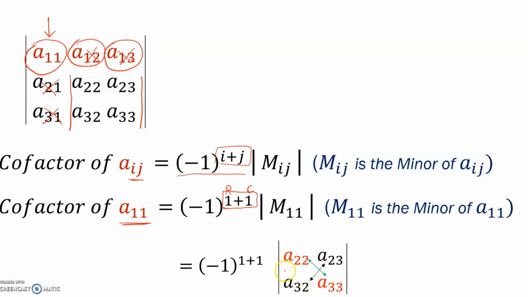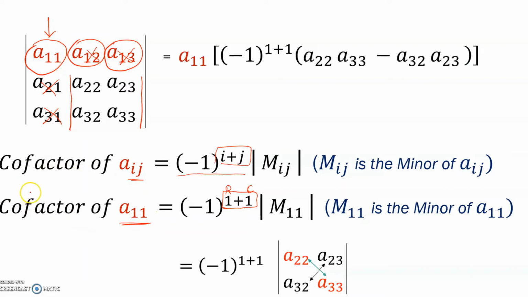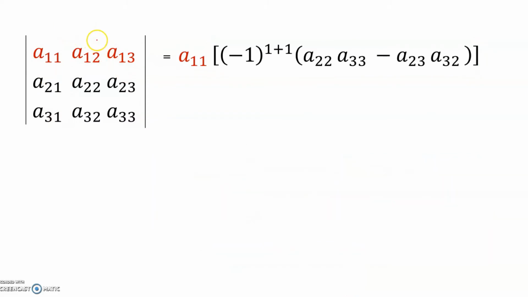Next step, we're going to multiply this A11 with the cofactor of A11. This is A11, which I'm multiplying with the cofactor, which is this. This is nothing but the solution of the minor matrix here. Let's repeat the same process for the second element in the row, A12.